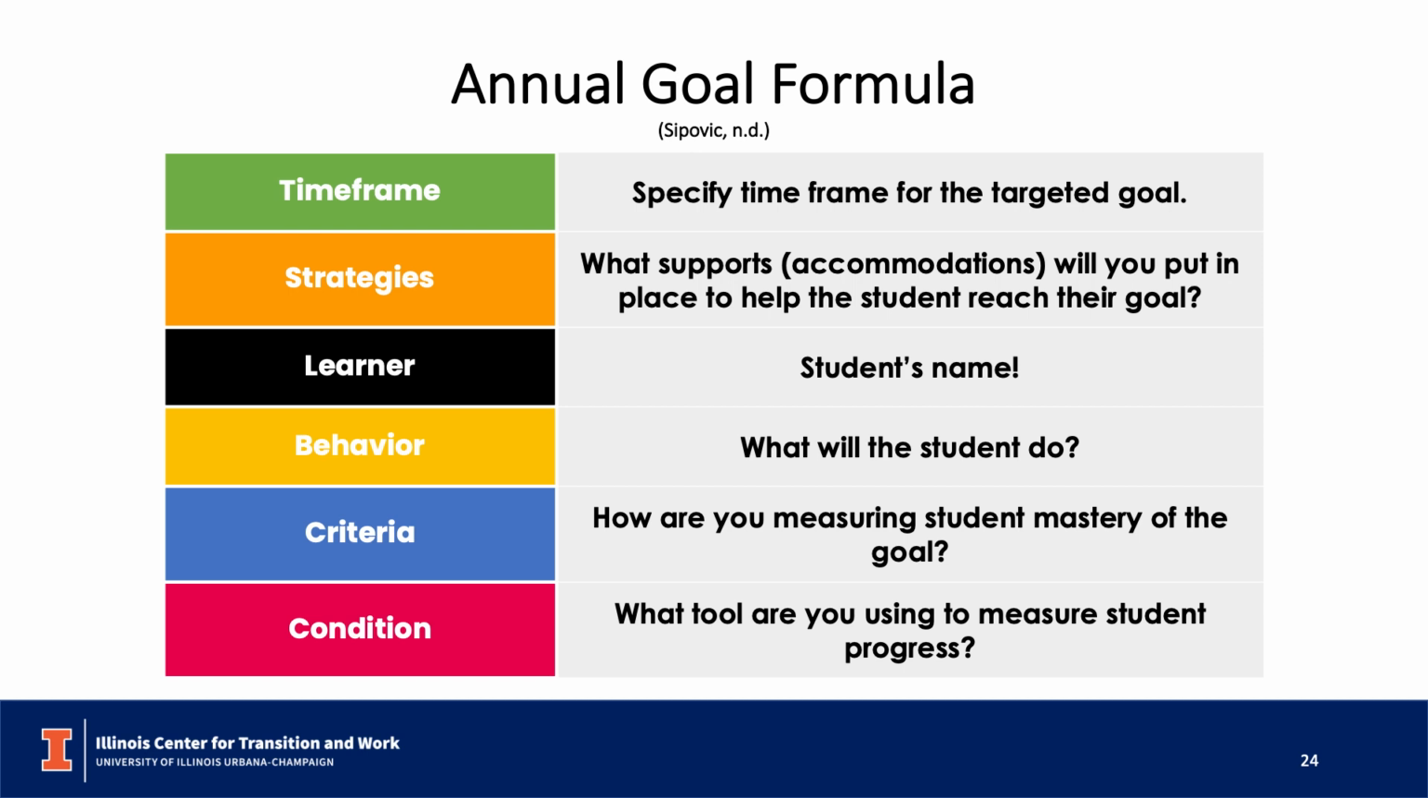Behavior. What will a student actually do? What will I see with my eyes? Criteria. How are you measuring the student mastery of the goal? And then the condition, what is the actual tool that we're using to measure the progress? So we're going to talk about these a little bit more. But first, let me just illustrate this with an example. As you will see, same color codes as we just showed here, okay?